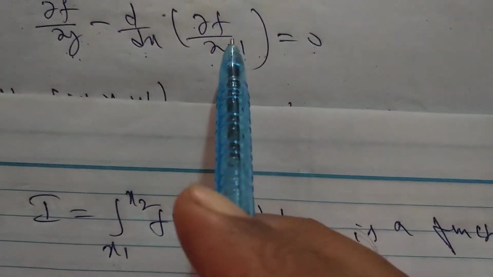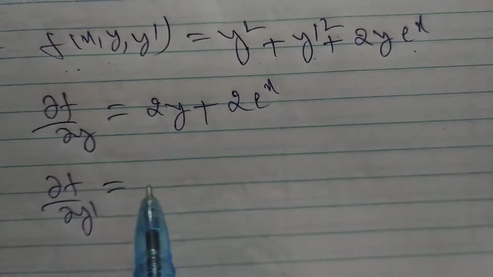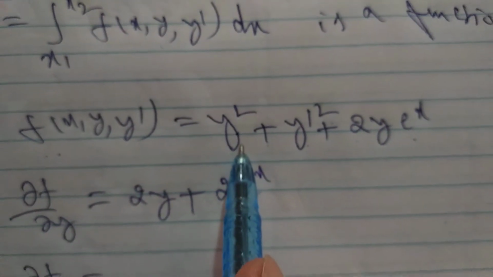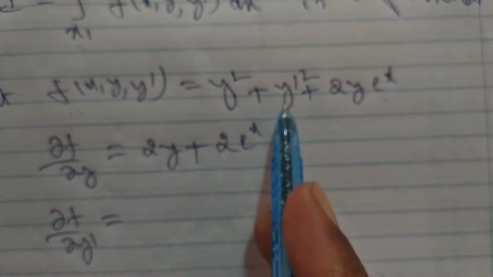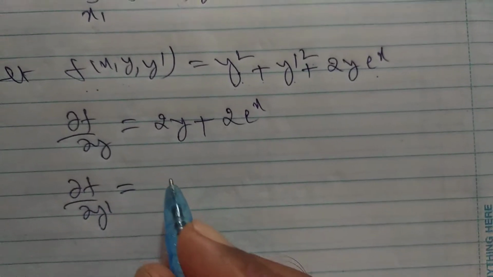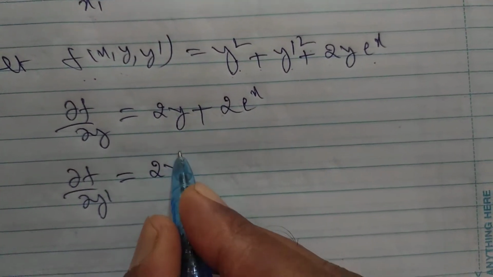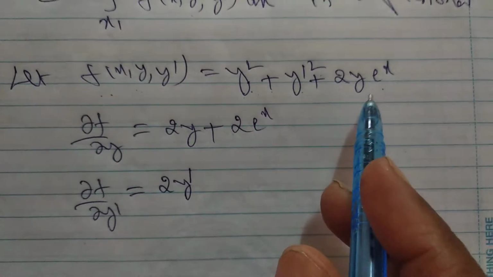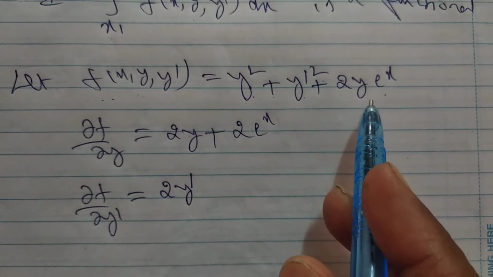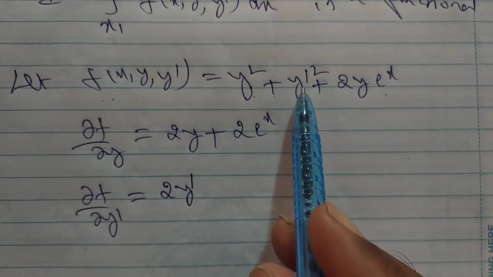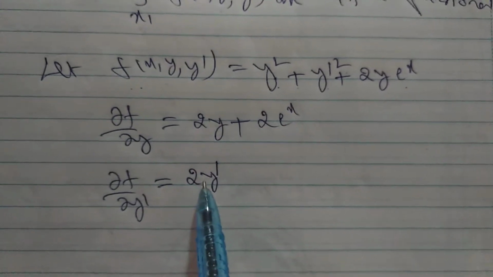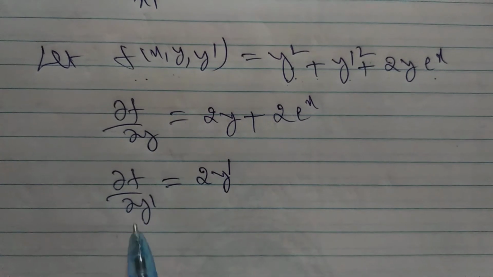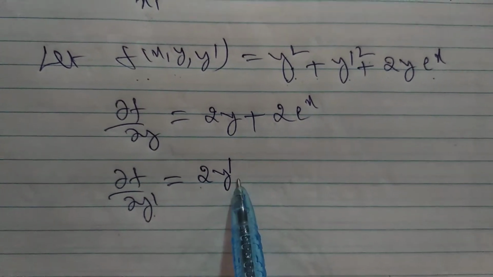Next we want ∂f/∂y'. So differentiate f partially with respect to y'. Then y² becomes 0, and what is the differentiation of y'²? 2y'. Plus 2 eˣ, which becomes 0. Here you have to observe that the differentiation of y'² is 2y' only, not y''. There is no y'' because you are differentiating partially with respect to y'. So it is 2y' only.